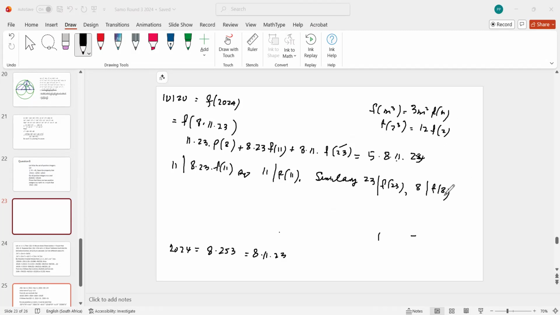So this part here is 12 times f of 2. So 8 is a factor of 12 times f of 2. So if you divide on both sides, 2 is a factor of f of 2 also. Okay?